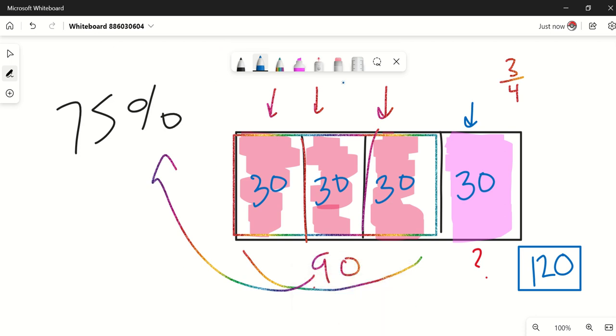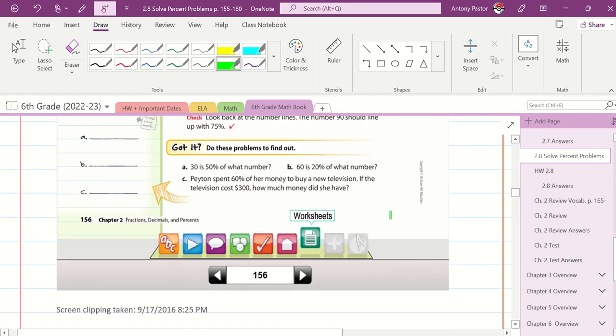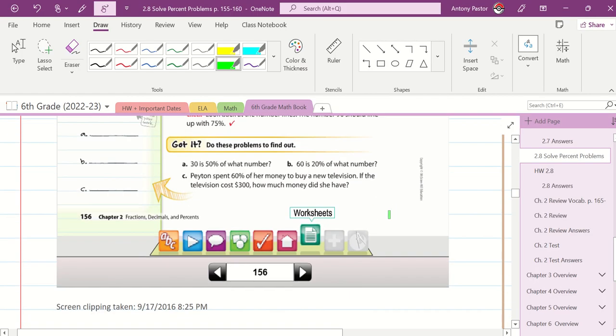So, this is how I would solve that problem. Without the number lines, because I don't like the number lines, 30 is 50% of what number? This should be an easy one. 50% is half. So, if half of something is 30, just double it, multiply 30 by 2, that'll be 60. That's an easy one.